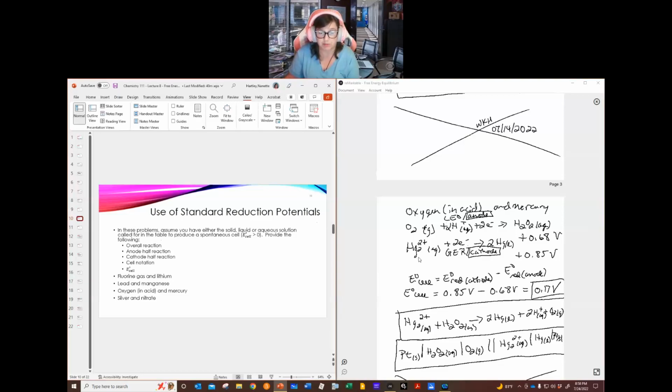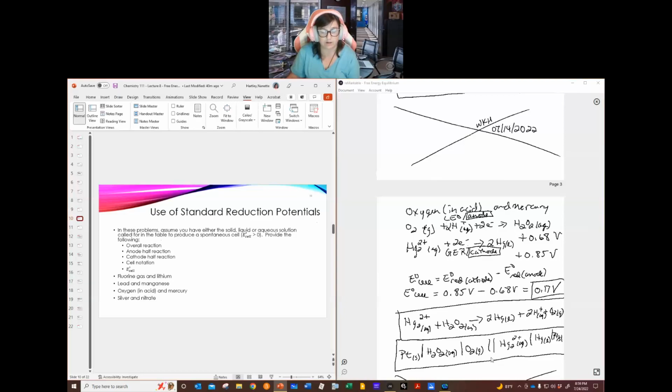We get our Hg2 2+ plus H2O2 going to 2Hg liquid plus 2H+ plus O2 gas. Now, I have my H2O2, which is aqueous, going to 2H+ aqueous and O2 gas. So I need a platinum electrode, something solid, to make this work. So I have a platinum solid electrode, phase boundary to H2O2 aqueous, phase boundary to O2 gas. Okay, that's what happens in one of these cells.